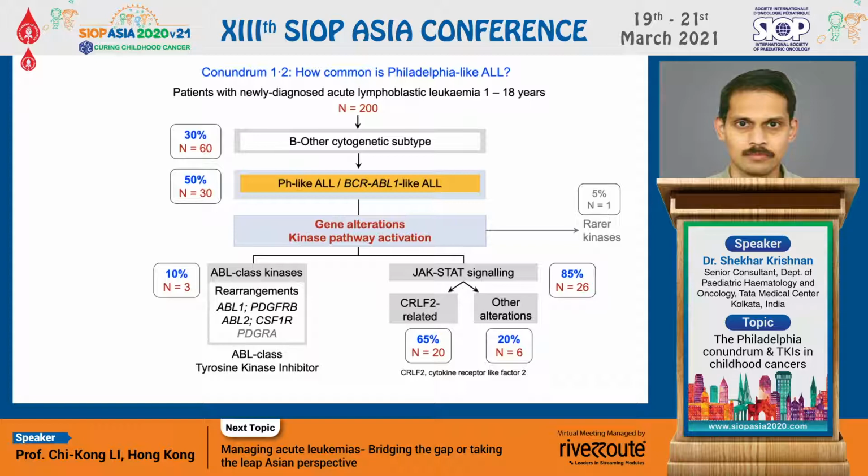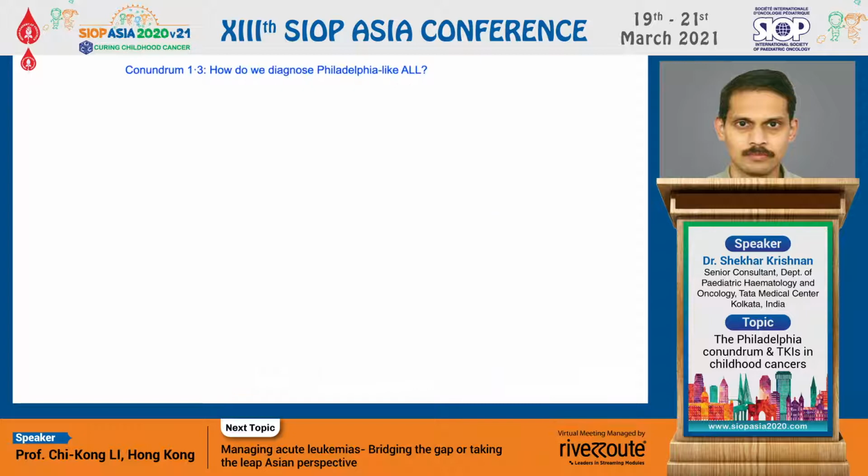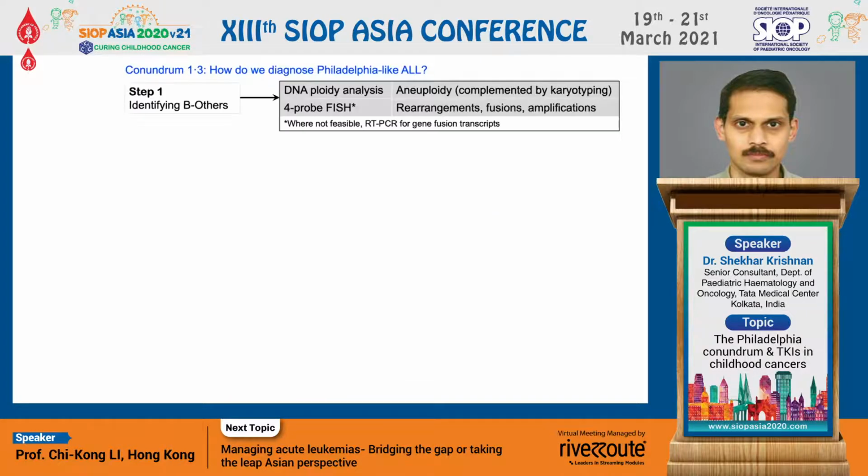You may then wonder what the relevance of this talk is, and we'll come to that at the conclusion of the slide. So then how do we diagnose Philadelphia-like ALL? We use a stepwise approach.